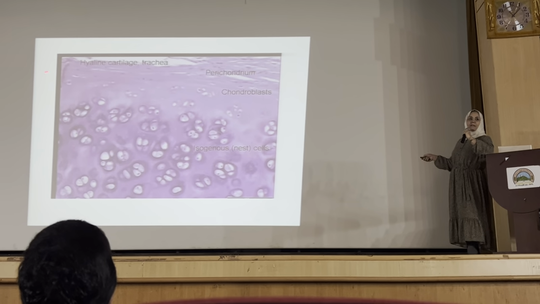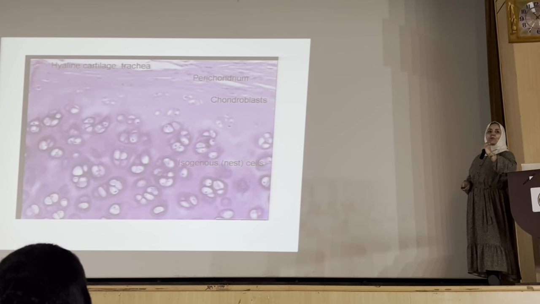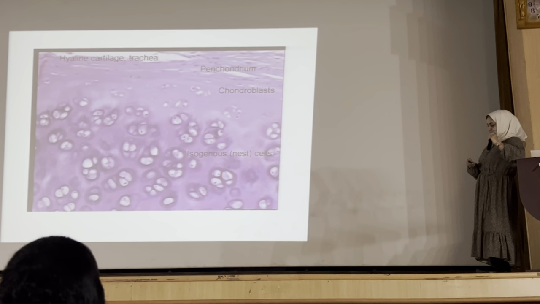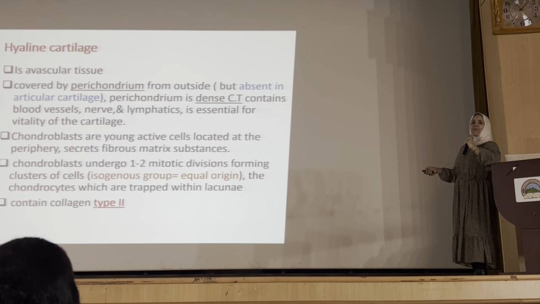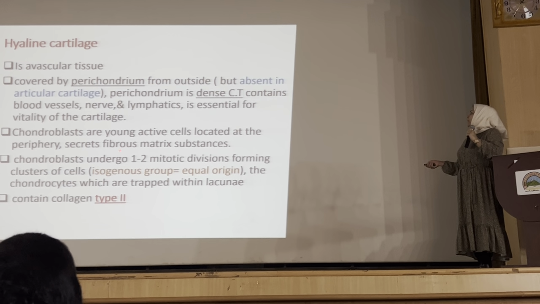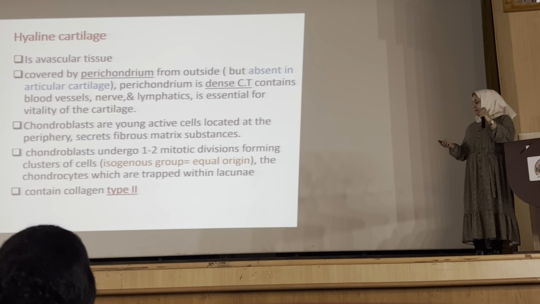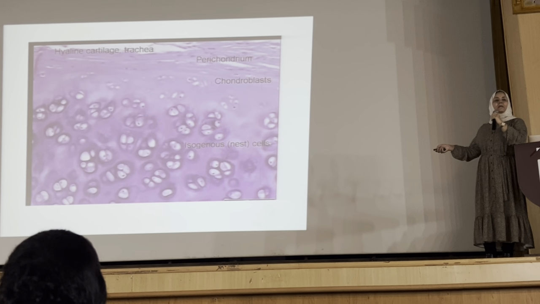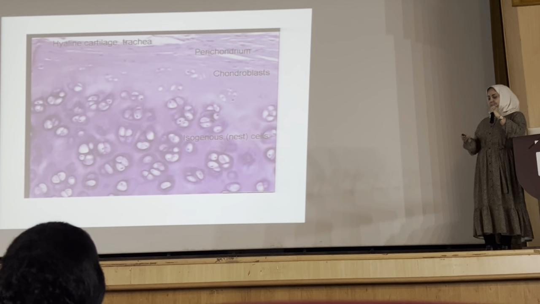Chondroblasts are located at the periphery, and they are small, young, active cells. Their main function is secreting the fibrous matrix, the matrix in which the chondrocytes are embedded.